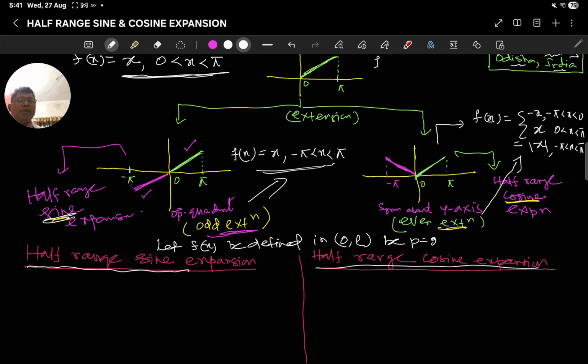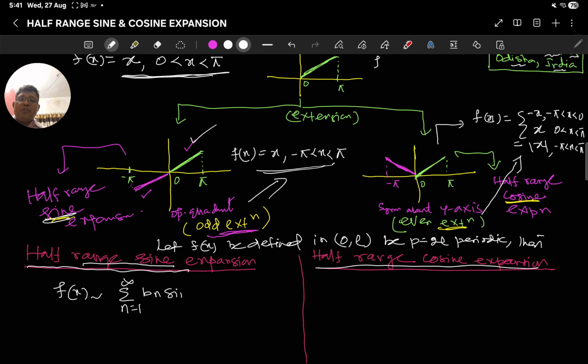P is equal to 2L periodic, right? Then what is the half range sine expansion? The sine expansion means, if we have the odd extension, then your f(x) is summation n equal to 1 to infinity b_n sin(n pi x by L), and your half range cosine expansion is your f(x) will be a0 plus summation n is equal to 1 to infinity a_n cos(n pi x by L).